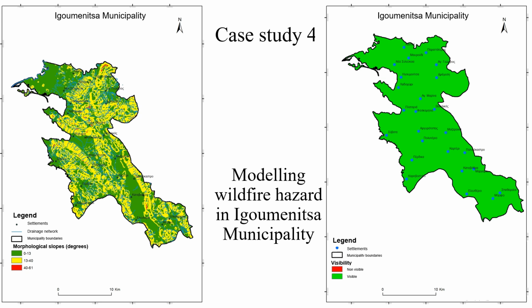Slope visibility was also taken into account. This has already been described. Of course, in this case, the whole area was visible from at least one settlement, so this parameter did not actually affect the final result, but in any case, it had to be modeled.